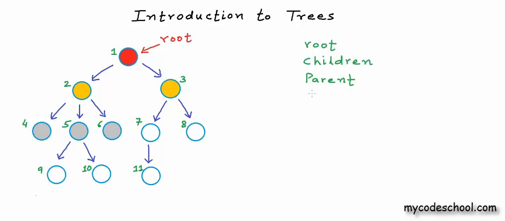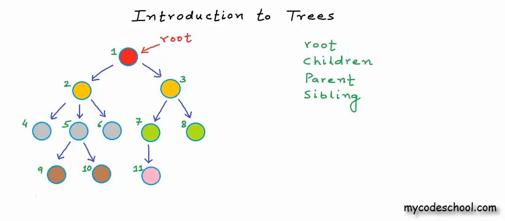Children of same parent are called siblings. I'm showing siblings in same color here. 2 and 3 are siblings, then 4, 5, and 6 are siblings, then 7, 8 are siblings, and finally 9 and 10 are siblings. I hope you are clear with these terms now. The topmost node in the tree is called root. Root would be the only node without a parent.